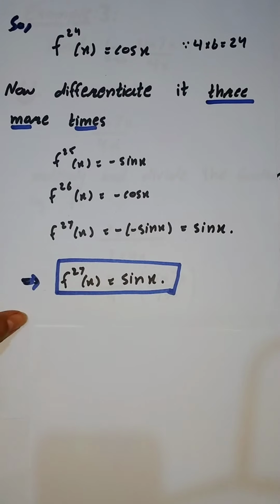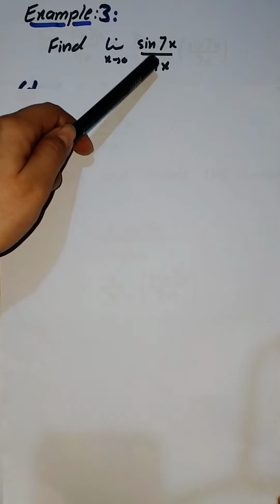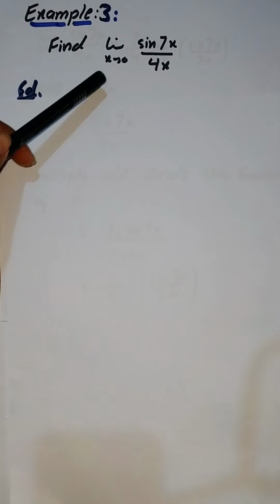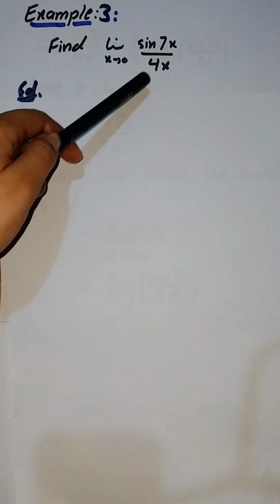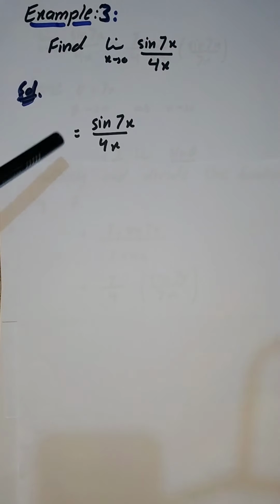Here we have another example: find the limit as x approaches 0 of sin 7x over 4x. It seems very difficult, how can we solve it? When we apply the limit directly, it will become undefined. So what we can do, this is the given function.